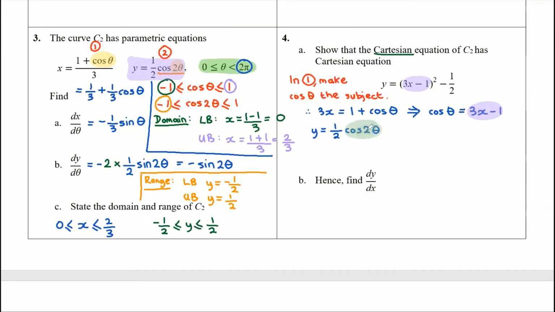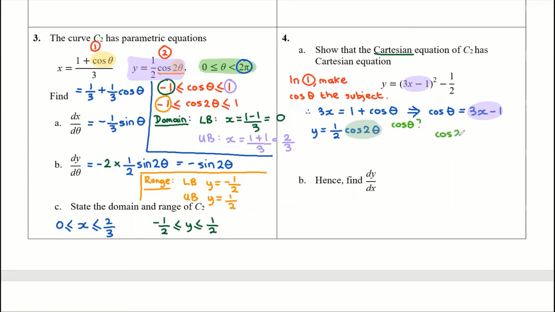So we go back to our identities. Please remember your identities. You learn them and write them on flashcards, stick them on your toilet door, but make sure they are ingrained so that they jump out at you when you get to situations like this. So cos 2 theta in terms of cos theta. That's what we want. Can we do it? Well, yes, we can.